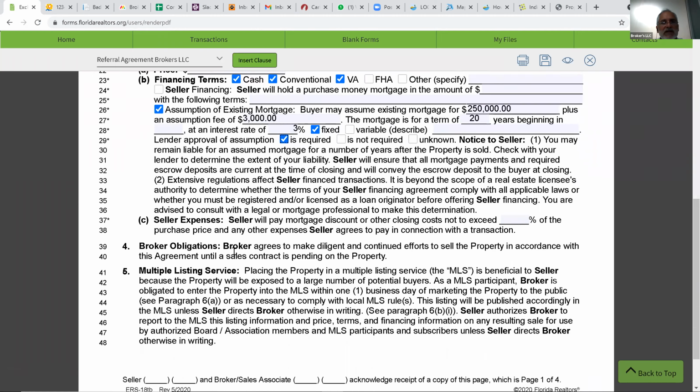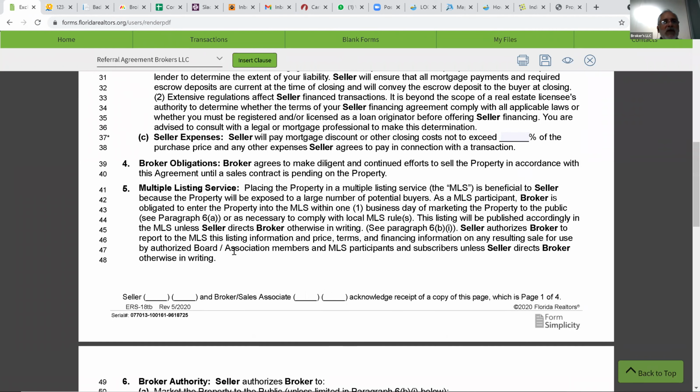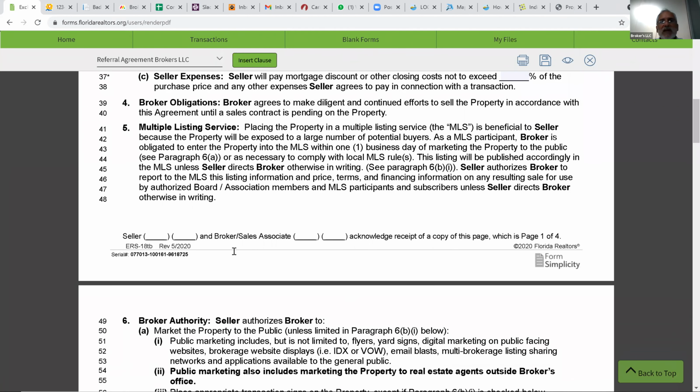Okay. You can use the seller expenses when the seller is willing to pay something that belongs to the buyer. In this case, they would be paying mortgage discount or other closing costs, not to exceed an amount or a percentage of the purchase price. Of course, again, in this kind of market, no seller will be giving anything to the buyer because they know that the properties are selling so high and also over the appraised value.